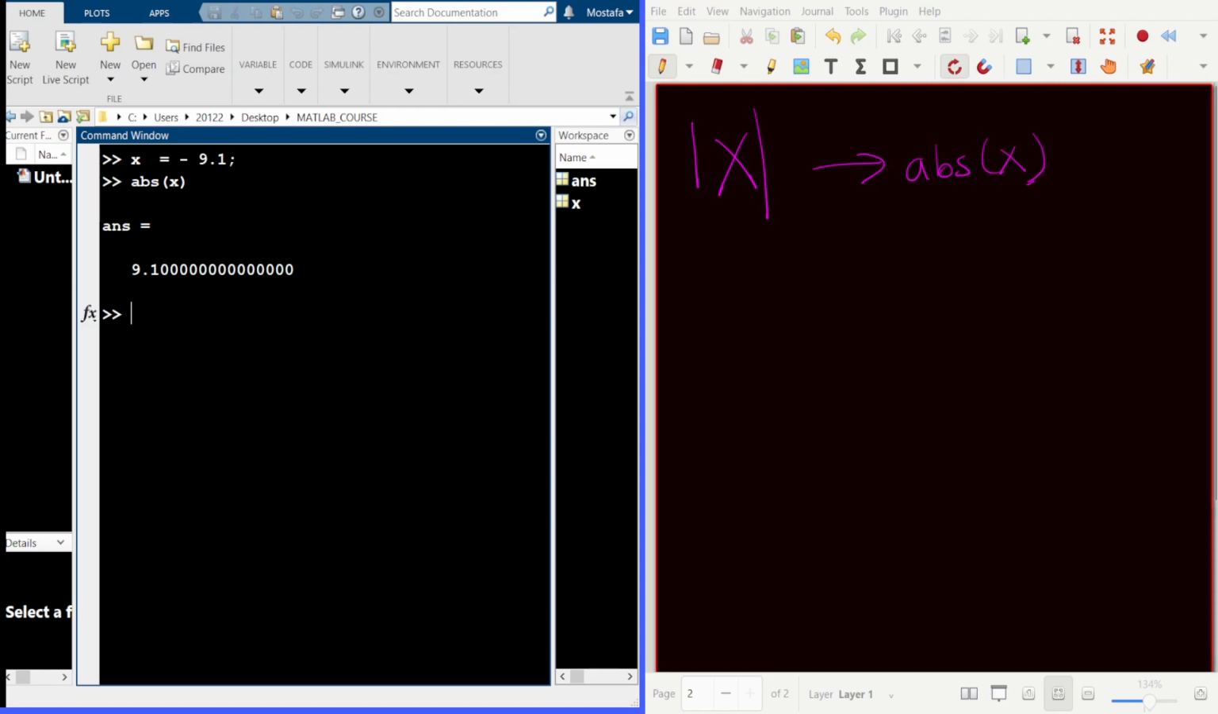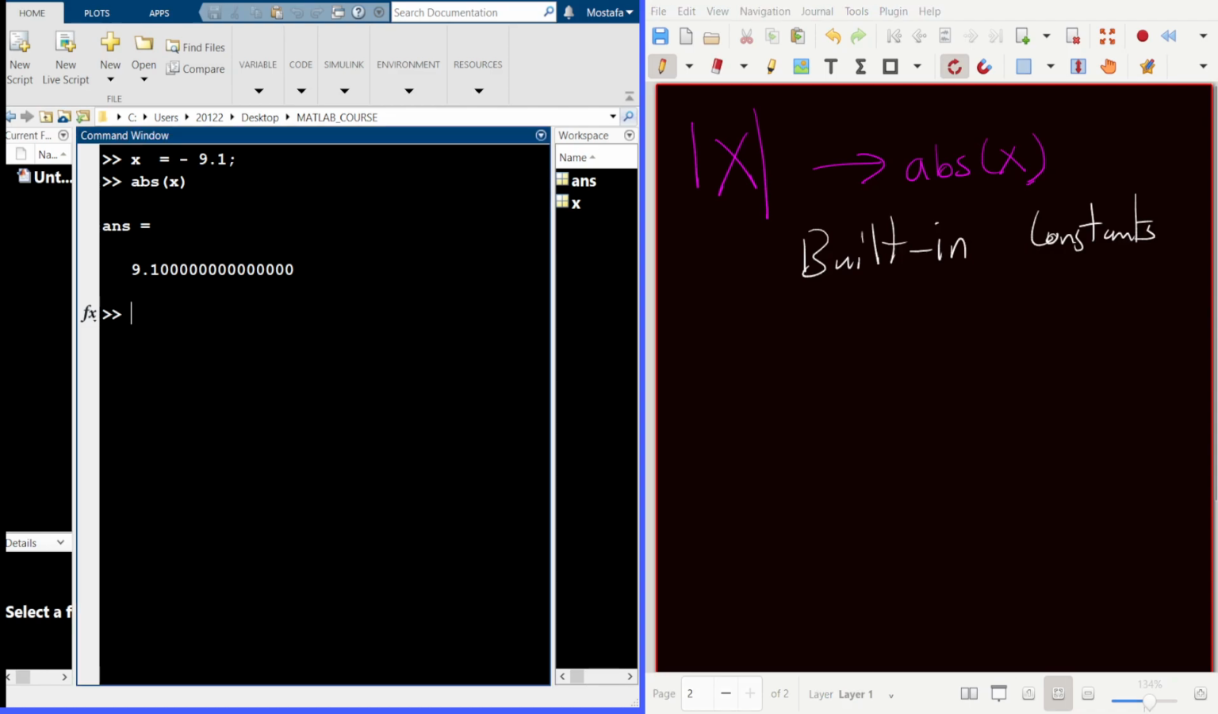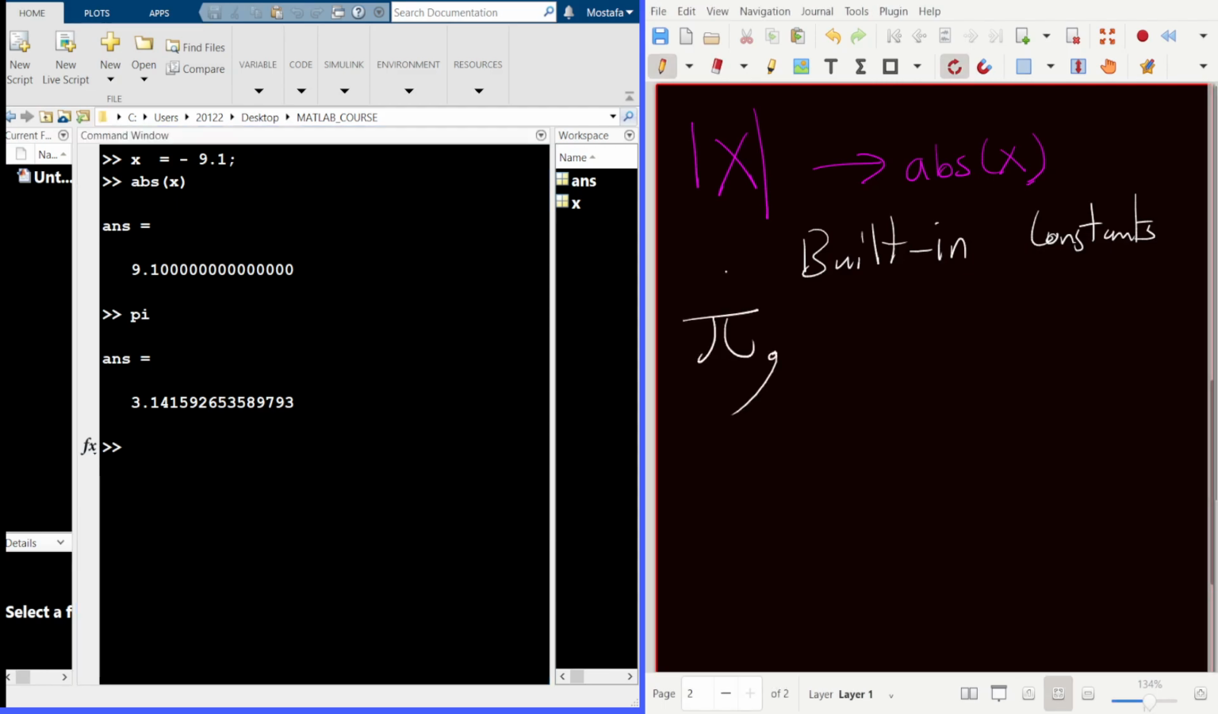So in fact, let's write this here. There are the so-called built-in constants. So they are available for you. You can already use them without any problem. The first one is pi, which we just introduced, right? So pi is the first one of them.